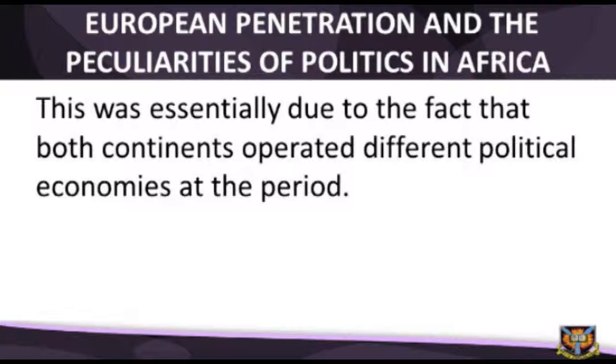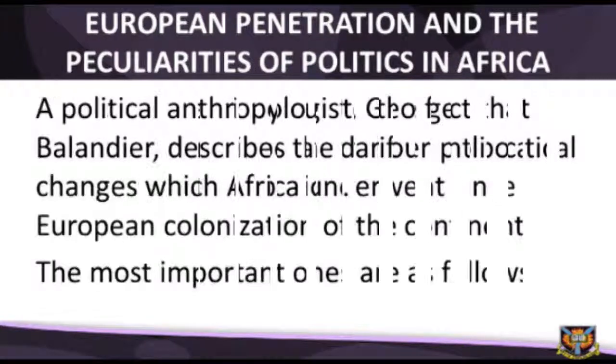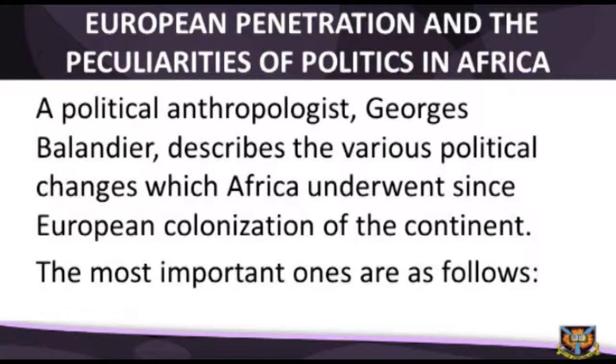The second set of peculiarities came about as a result of dominance exercised by Europe on African societies for periods ranging from about 60 years in the case of the peoples that now form the Nigerian society and about 500 years in the case of Angola. A political anthropologist, George Balandier, describes the various political changes which Africa underwent since European colonization of the continent. The most important ones are as follows.